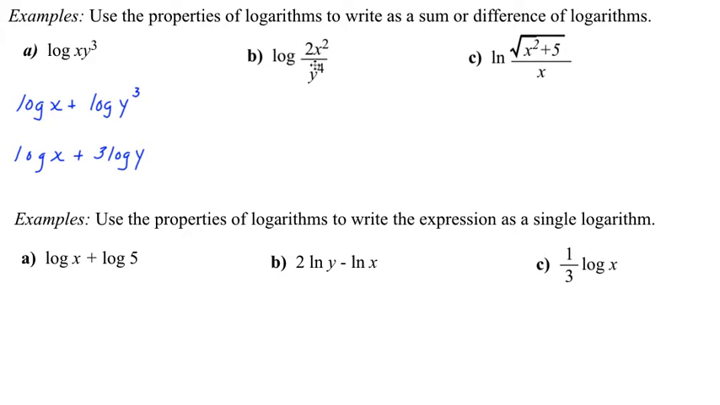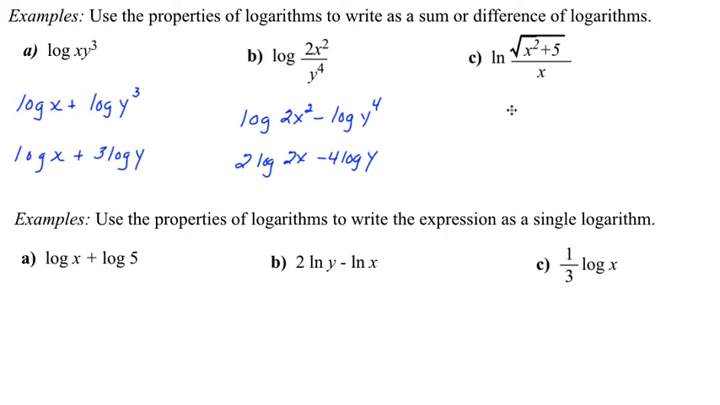The second one, we're going to have a quotient here. We have a log of two expressions being divided. So we will be subtracting those. But then we have to deal with the exponents as well. So now the exponents just go out front. So this one becomes 2 times the log of 2x minus 4 times the log of y.